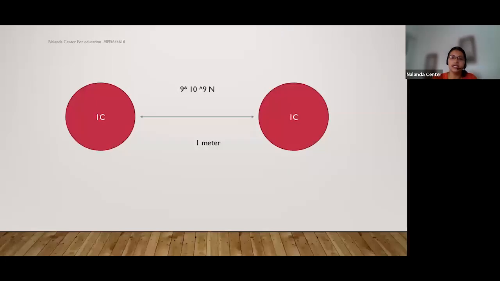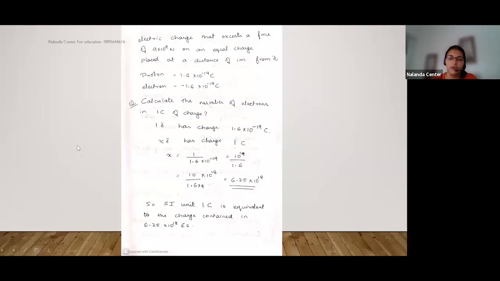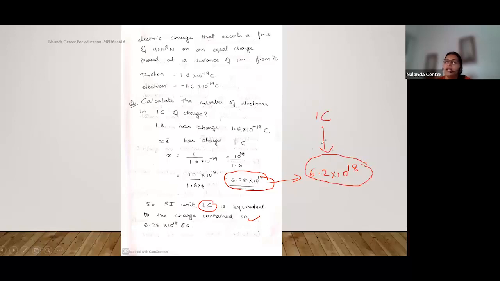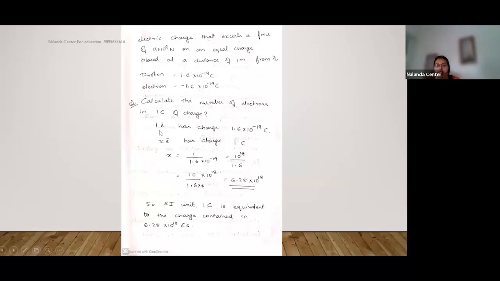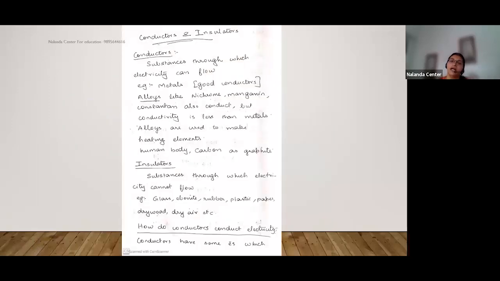So this is another definition of coulomb. 1 coulomb is equal to the charge contained in 6.25 into 10 raised to 18 electrons. Say 6.25 into 10 raised to 18 electrons are together over here. The charge contained in this particular set is known as 1 coulomb. Okay, we are done with coulombs.